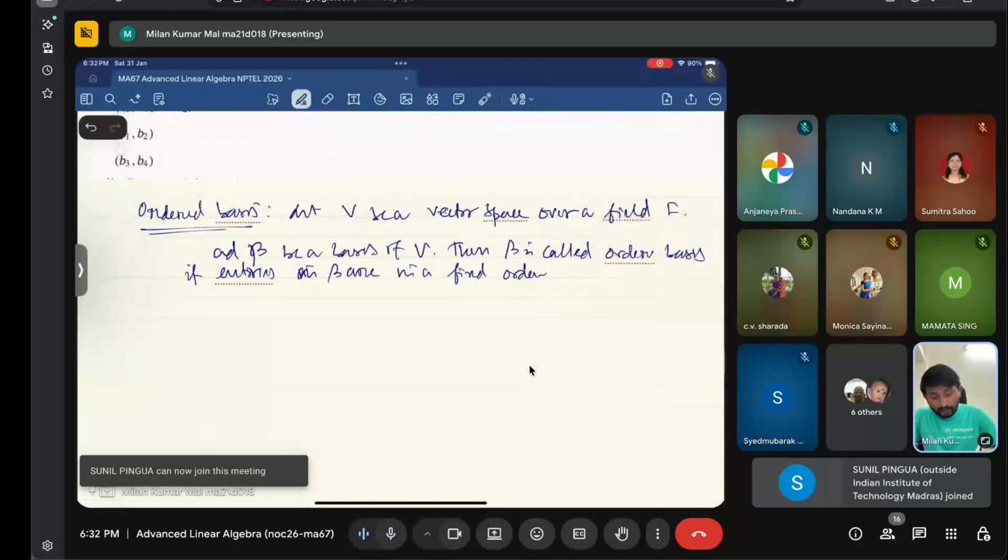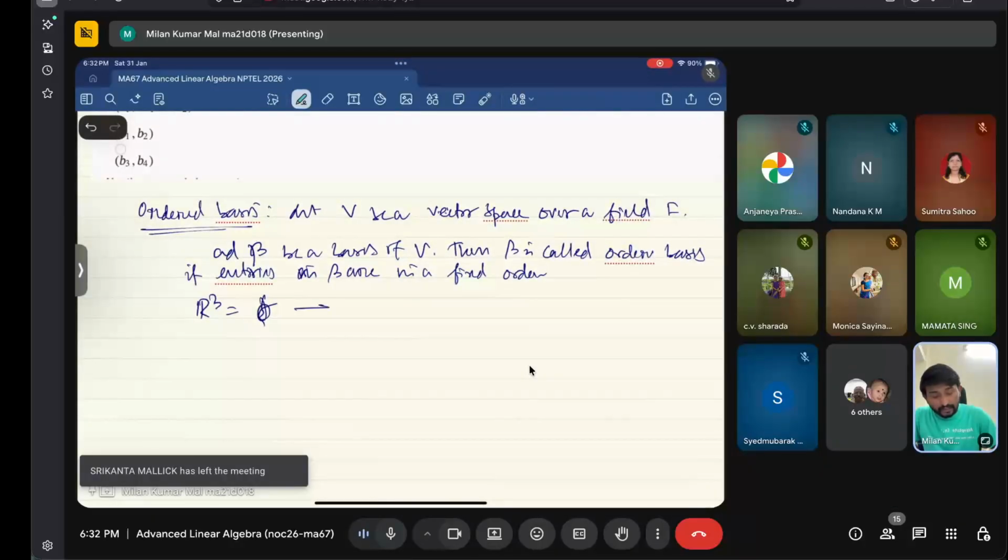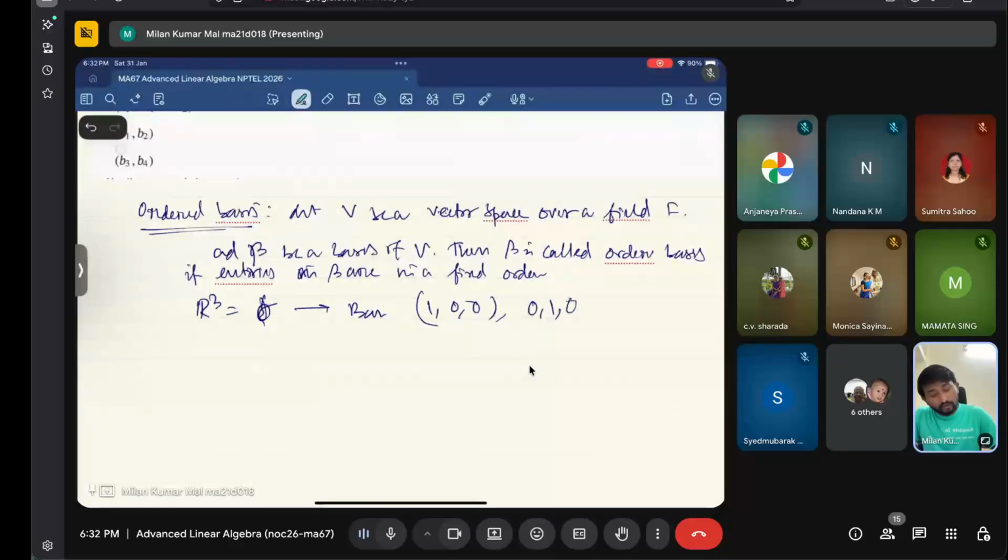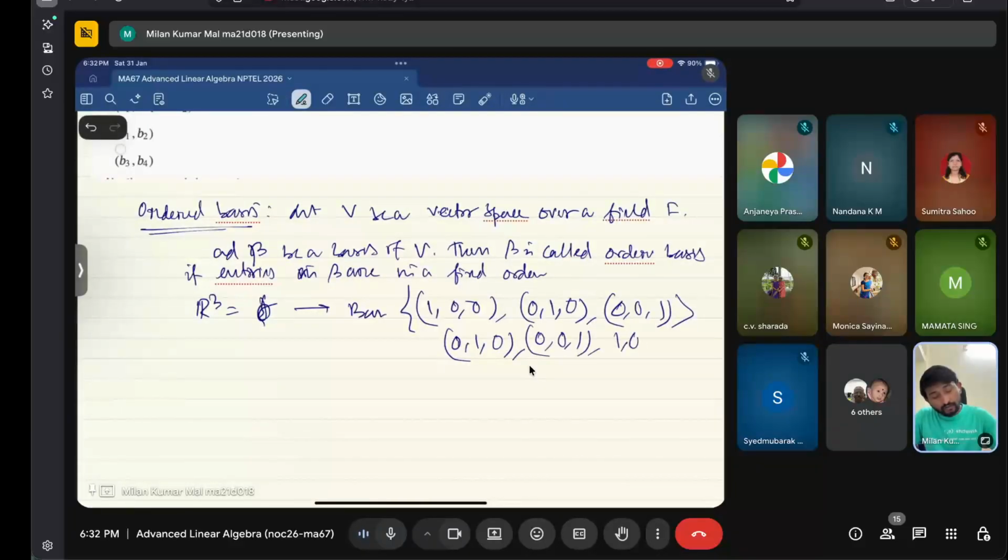So basically, for example, if you are taking R3, as I have said, the basis is 1 0 0. This is one basis. One can also generate more bases. You can write it as a set, and one can write this way as well: 0 1 0, 0 0 1, and lastly 1 comma 0 comma 0. This is also the same set. But if you are fixing an order, what is the purpose of fixing the order? That I'll tell you in a couple of minutes, a little later.